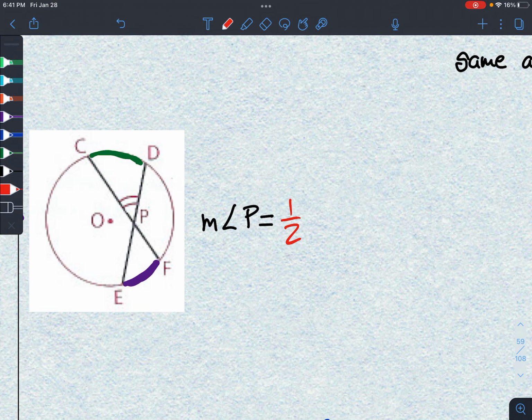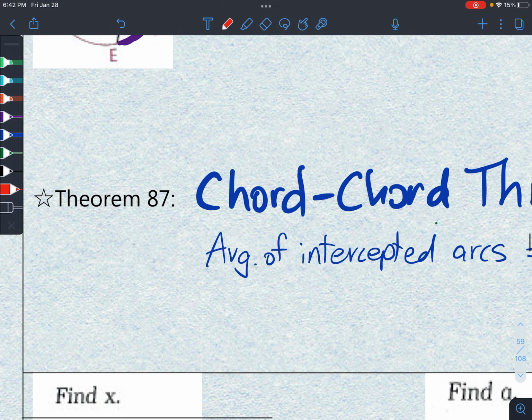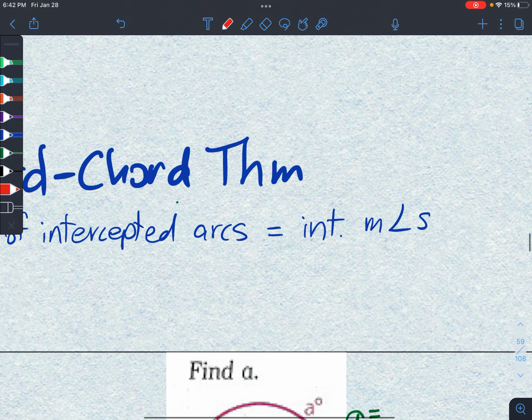All right, so if I take, again, that 1/2, just as you might expect, and then I take the two arcs, CD and EF, add them up, and divide by 2, right? Then I've found, in essence, the average of the two arcs. And that's exactly what angle P is. Angle P will always be the average of the two arcs that it intercepts. And that's kind of what the chord theorem says. The average of the intercepted arcs is the measure of the interior angles.